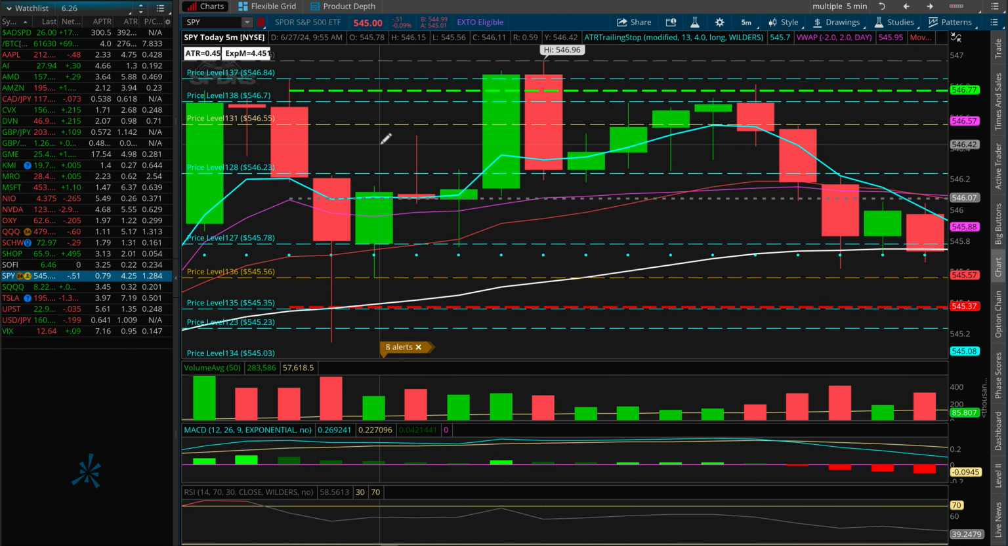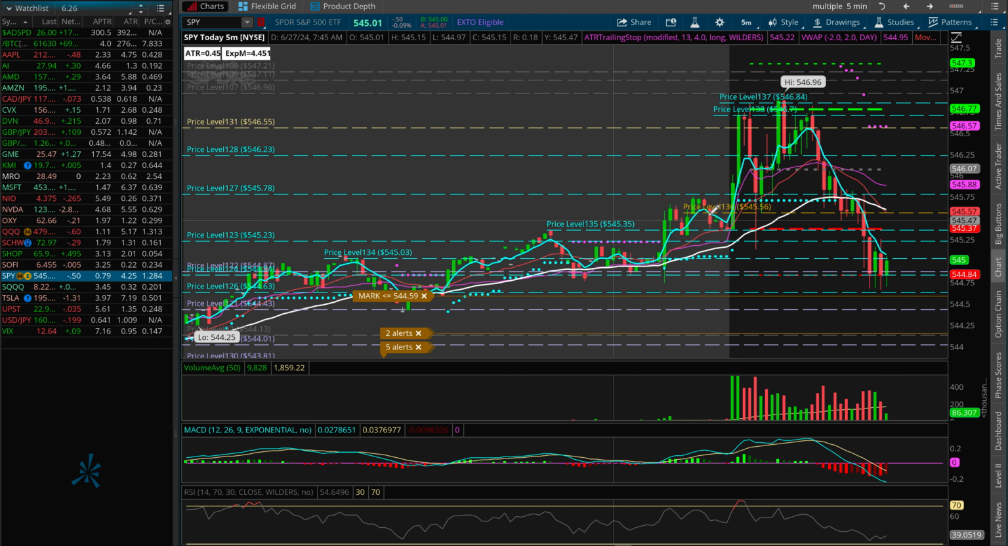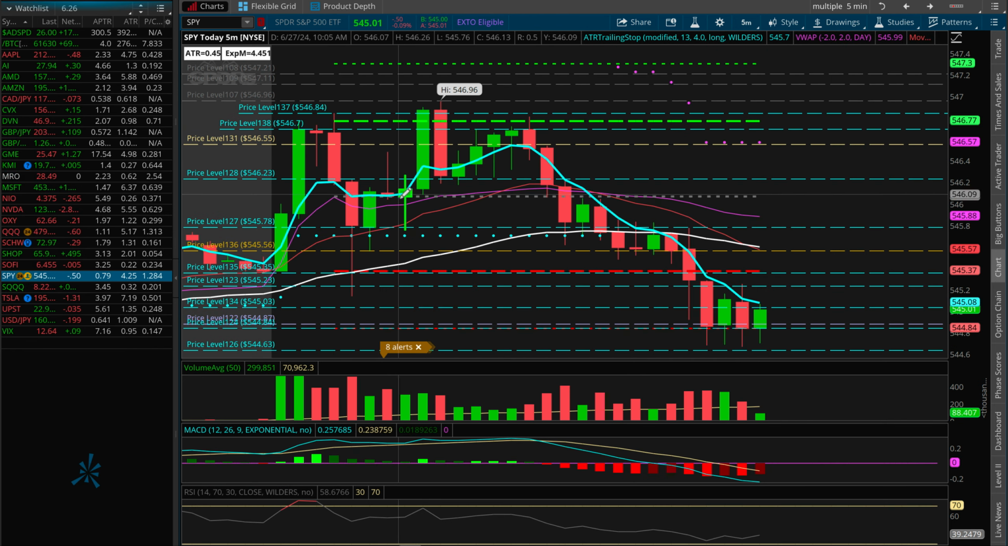So with that being said, where are my trouble places? I'm going to zoom back to that. This is where we are. My trouble place is above the 546.23. Well, guess what? We broke above that 546.23 and above the 546.55. So now we've broken through two levels of resistance, right? So we've broken through another level of 546.70. So there's another area of resistance.